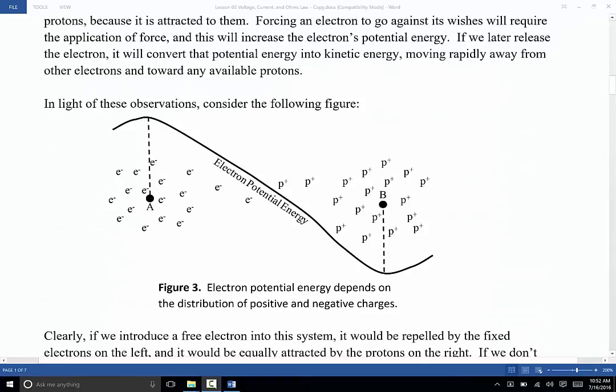Now, a second way to think about this behavior is to think of it in terms of the electron's potential energy. You can see here a system in which there's a huge cluster of electrons on the left-hand side and a large cluster of protons on the right-hand side. You might ask yourself, where would the electron prefer to be? Well, it would definitely not prefer to be at point A. Point A is at a very undesirable location, surrounded by all of these repellent electrons. But point B is very attractive. It's surrounded by all of these attractive protons.